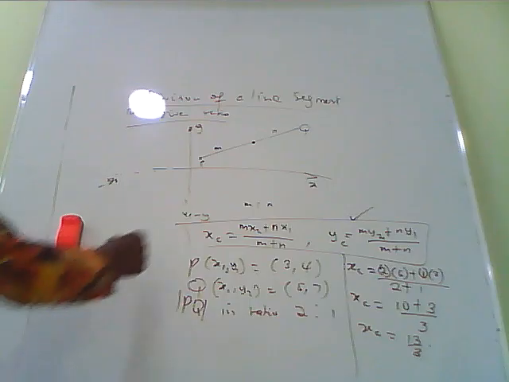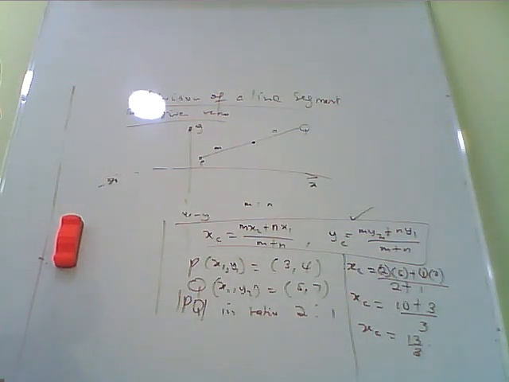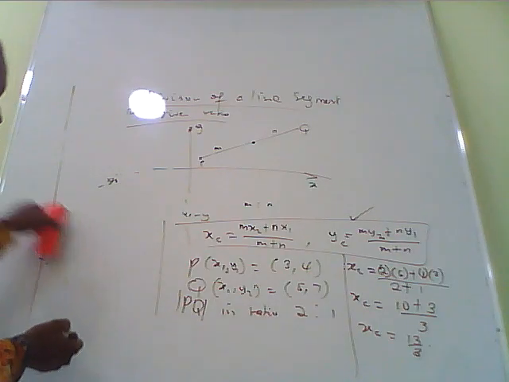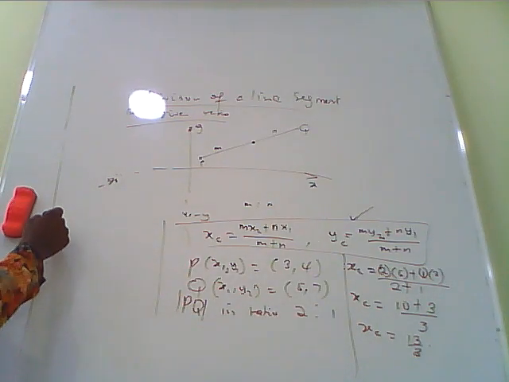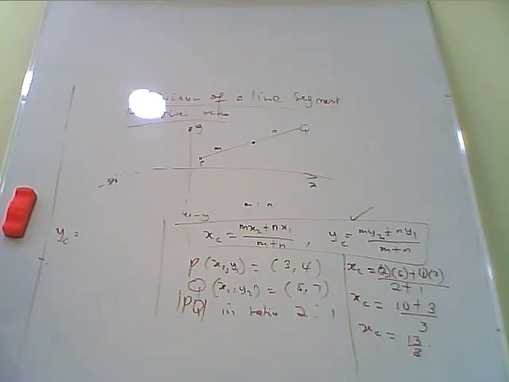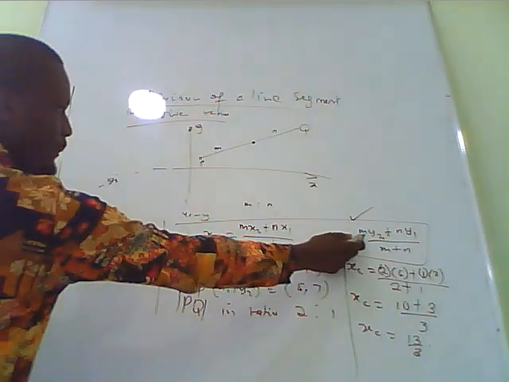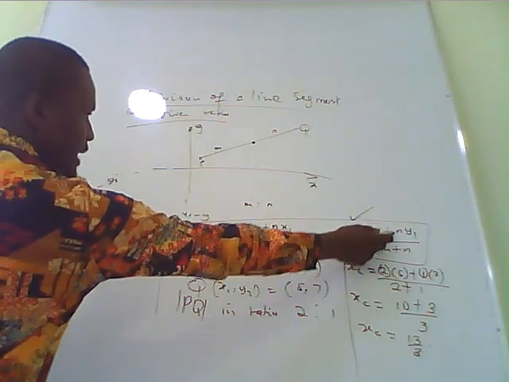Also, for us to get yc, it is going to give us m times y2 plus n times y1.